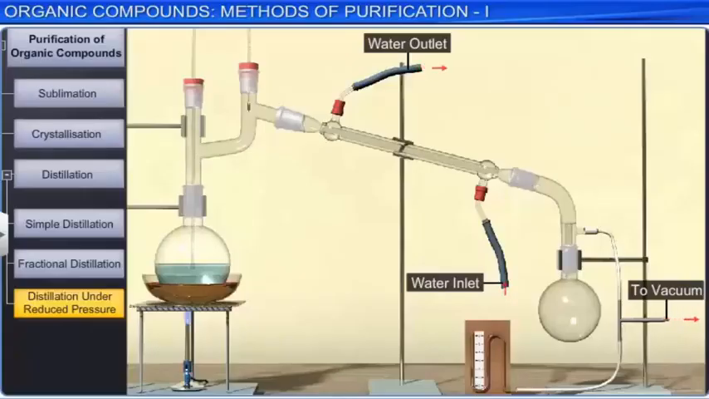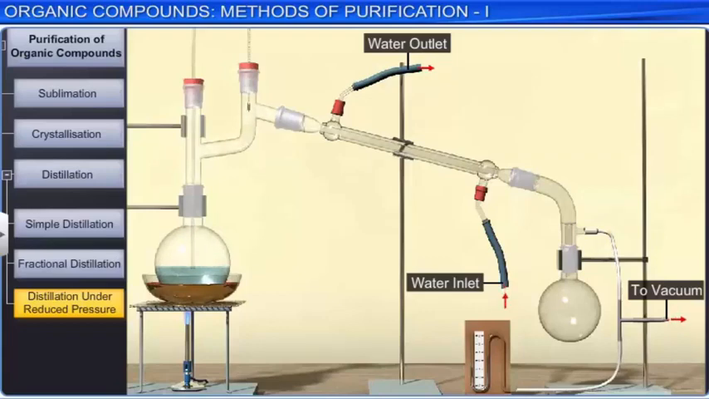In the case of liquids with very high boiling points and liquids that decompose below their boiling points or at their boiling points, another method called distillation under reduced pressure is used for purification.